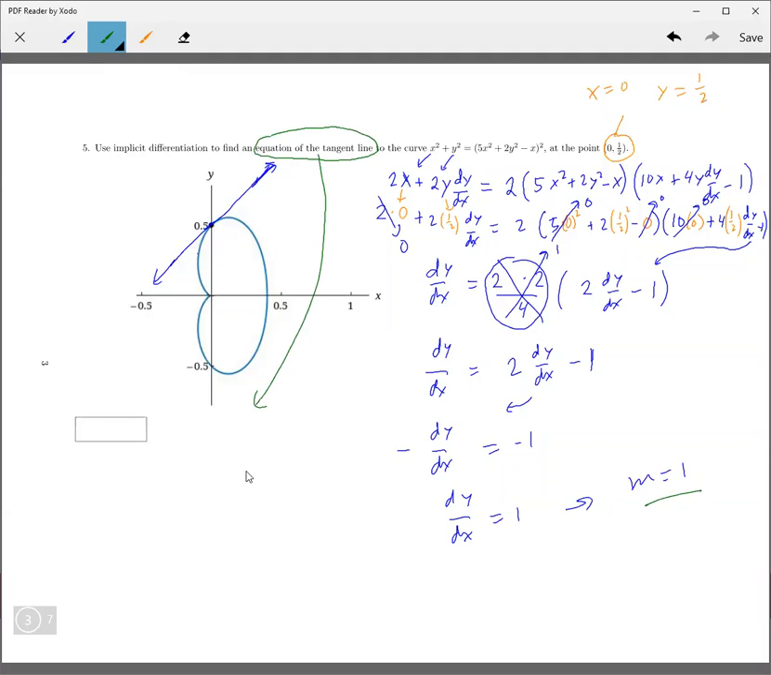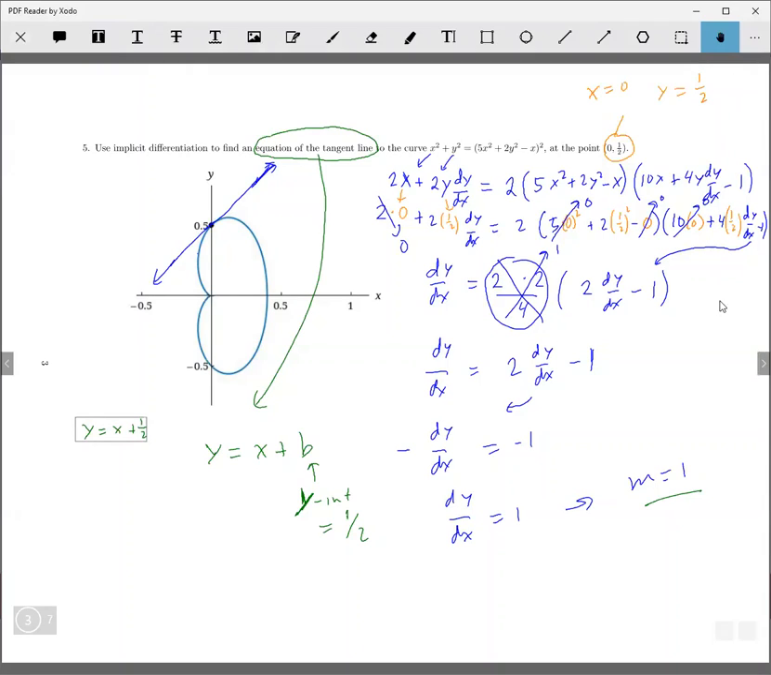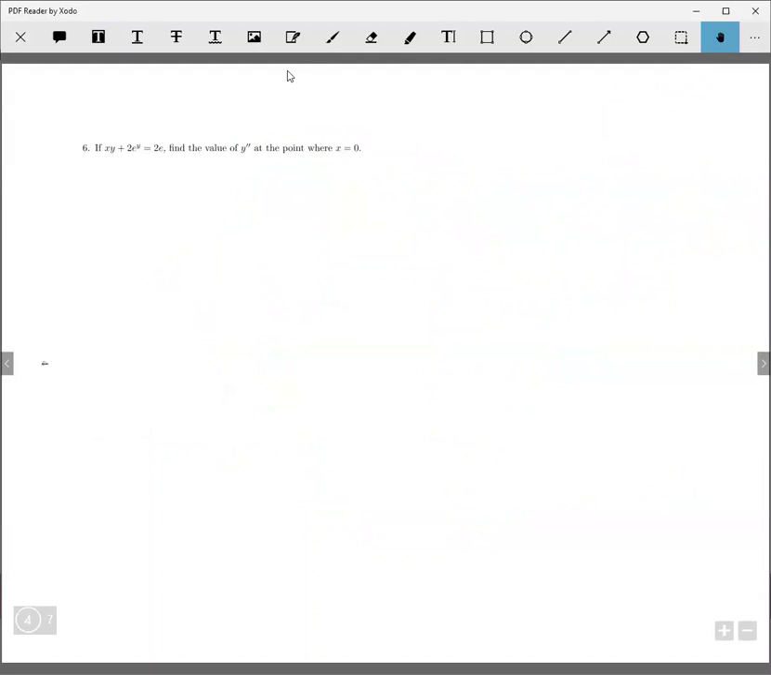Okay, so we know the slope is 1. So we know that it's going to be of this form: y equals x plus b. Oh, and this is the y-intercept. 1/2 is the y-intercept. So it's going to be y equals x plus 1/2 is the answer. Okay, because the y-intercept is 1/2. Okay, great. Any questions on that? Okay, let's go on to the next exercise.